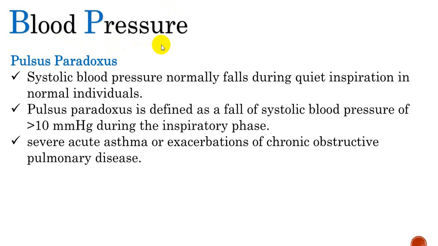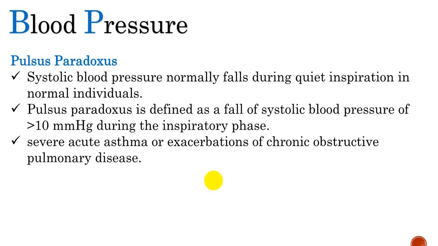By blood pressure examination, you can find out normotensive, hypotensive or hypertensive, and occasionally you can even find a pulsus paradoxus. So when you take blood pressure during deep inspiration, there will usually be a fall of blood pressure by up to 10 millimeter of mercury. If there is a fall of blood pressure more than 20 millimeter of mercury, it is in favor of pulsus paradoxus.